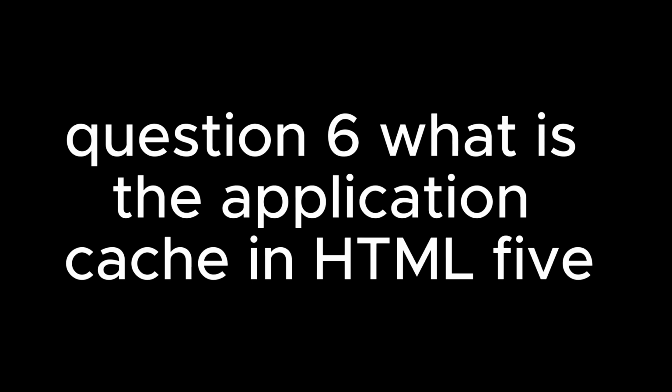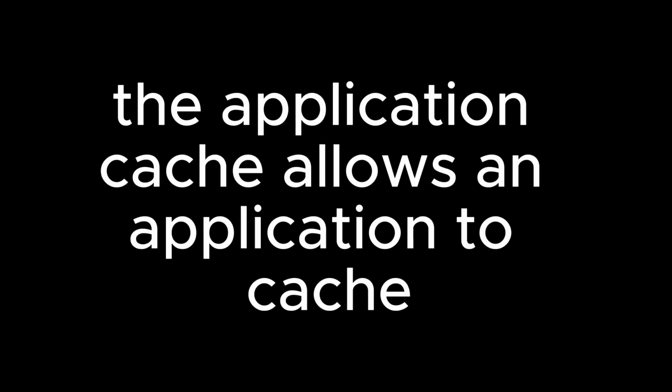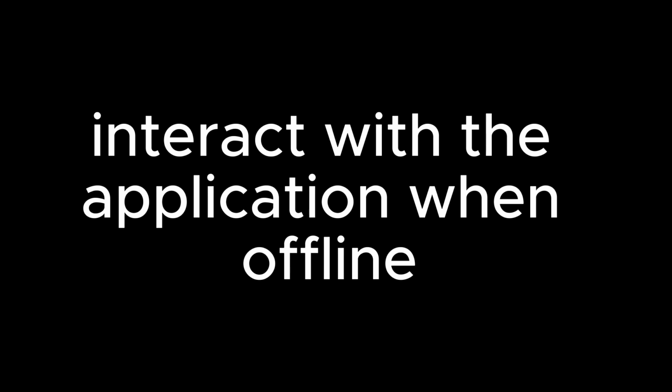Question 6. What is the application cache in HTML5 and why is it useful? Answer. The application cache allows an application to cache some or all of its content for offline use. This provides an ability to view/interact with the application when offline.